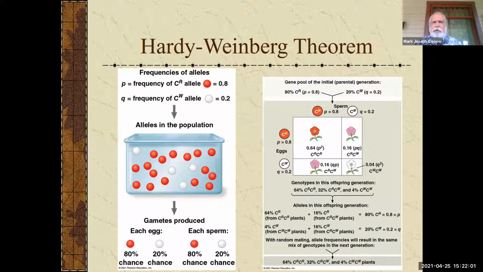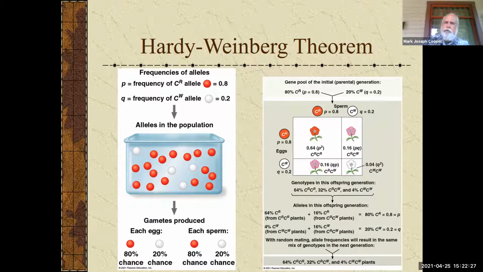All right, so what we're going to do next is look at the Hardy-Weinberg theorem. And Hardy-Weinberg is not one person, it is two, Hardy and Weinberg, and they both came up with this idea at the same time. So they're both given credit for it. So what you're looking at is ugly. Let me just say that. I'm not sure how helpful the pictures are.